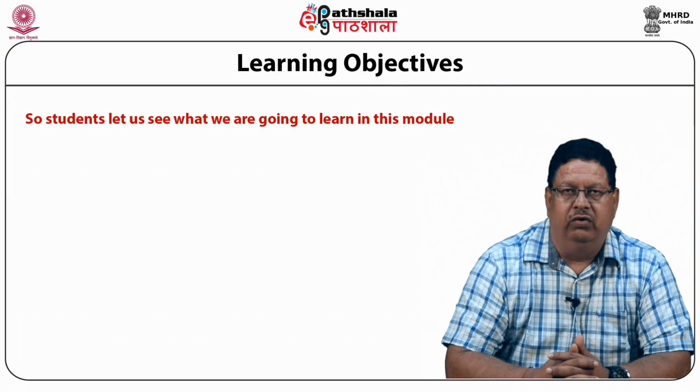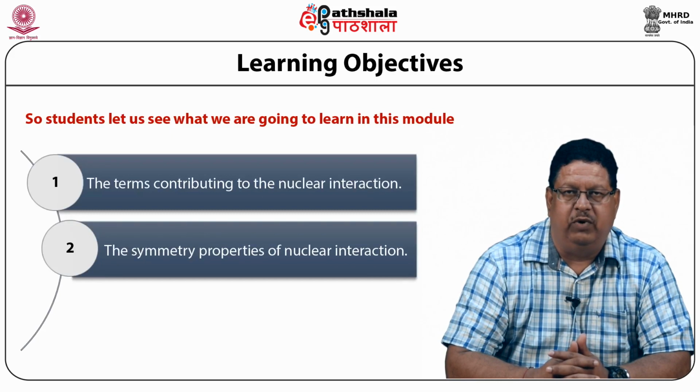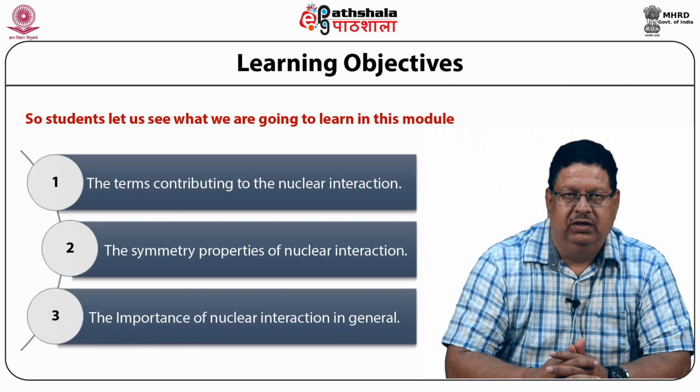Today we are going to discuss the module Nuclear Force and its Properties Part 6 from the paper Nuclear and Particle Physics. After studying this module, you should be able to understand the following things. Number one, the terms contributing to the nuclear interaction. Number two, the symmetry properties of nuclear interaction. And number three, the importance of nuclear interaction in general.